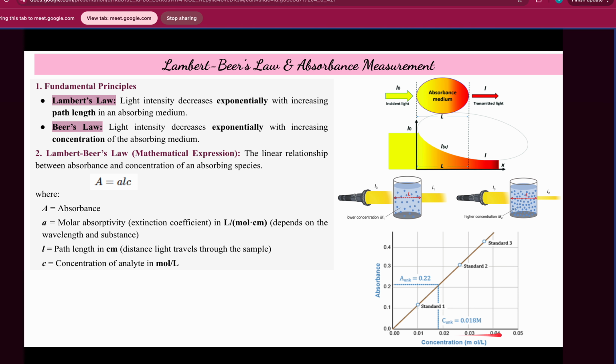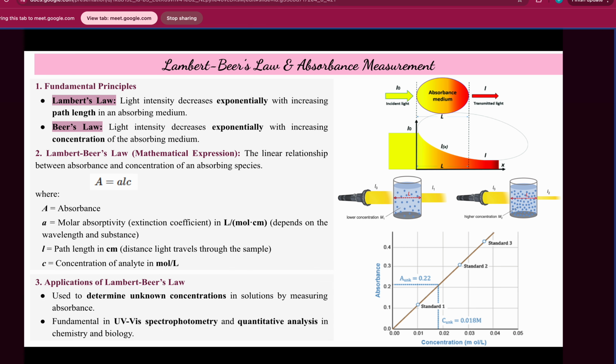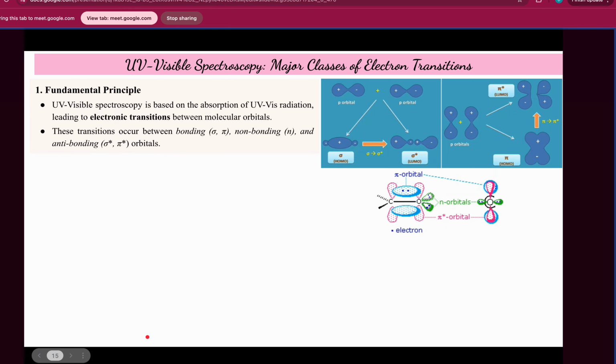And with the help of this, we can also identify at what particular concentration, what will be the value of absorbance. So for example, if you have an unknown compound in your solution, by looking at the absorbance, you can plot the concentration. So you can find out the concentration of the unknown material by using UV visible spectroscopy. And second, it is fundamental in UV visible spectrometry and quantitative analysis in chemistry and biology. So mostly it is used for quantitative analysis.